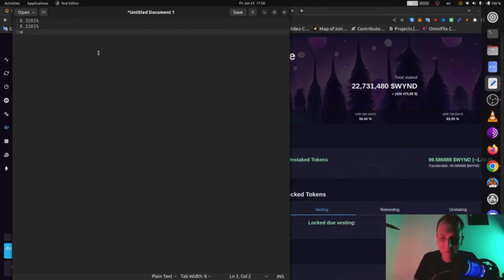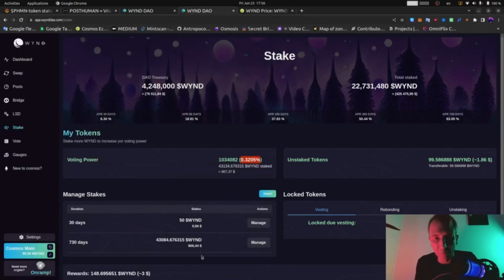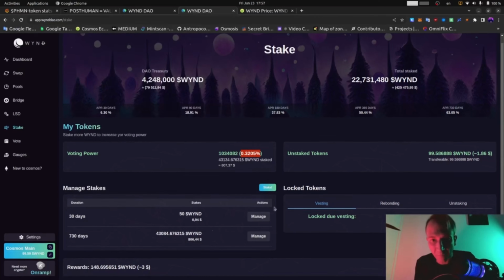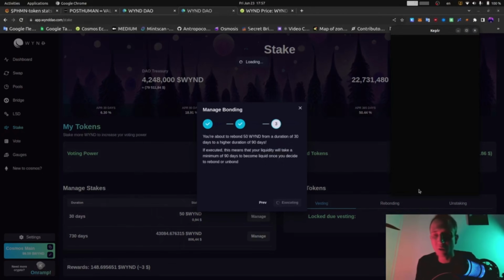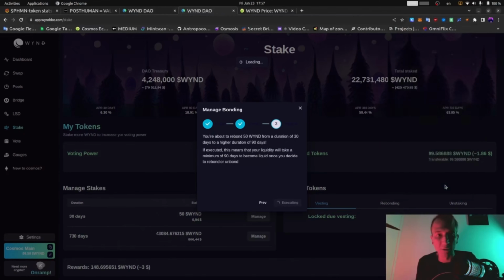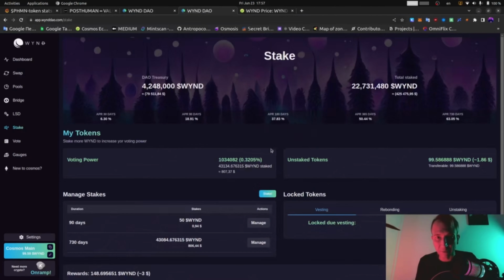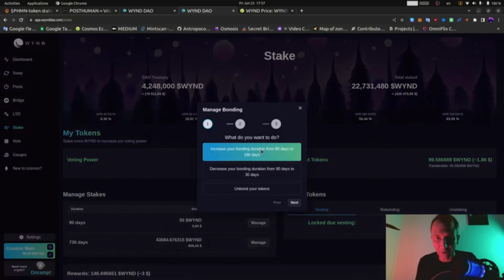You will see that it will give 0.0004% for the 50 Wynd. But you can now understand that staking for a bigger amount of time gives much bigger voting power. So I can manage my 30 days and increase my bonding duration from 30 days to 90 days. Next, of course, yes. More voting power, more possibilities. I will explain it in the next option. And after, I can click on manage and increase it from 90 days to 180 days.